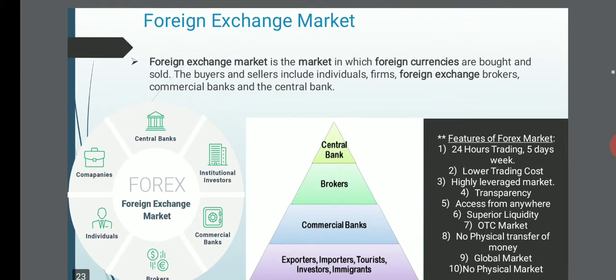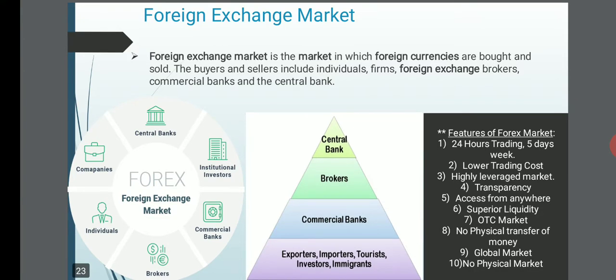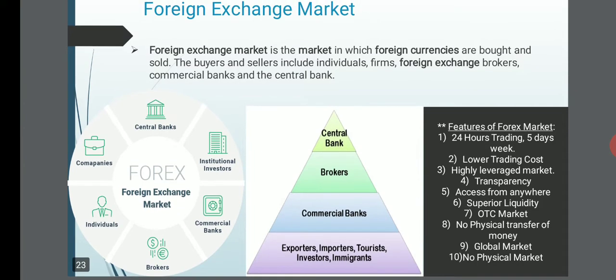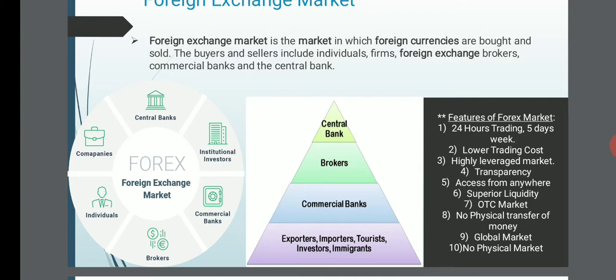Let us learn about the foreign exchange market. The foreign exchange market is a market in which foreign currencies are bought and sold. The buyers and the sellers include individuals, firms, foreign exchange brokers, commercial banks, and central banks. The foreign exchange market consists of central banks, institutional investors, commercial banks, brokers, individuals, and companies. Central banks, brokers, commercial banks, exporters, importers, tourists, investors, whosoever is dealing with foreign exchange can be a participant in the foreign exchange market.